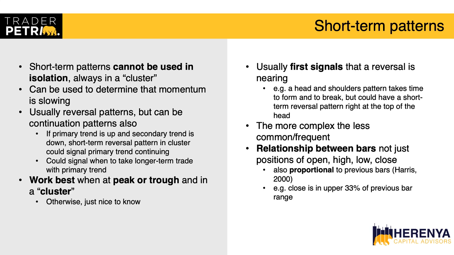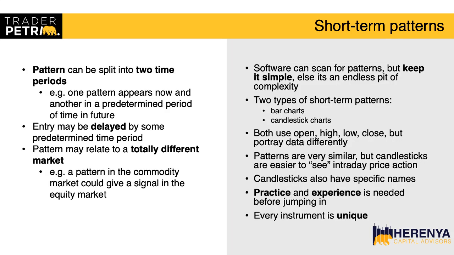Short-term patterns are essentially the relationship between the bars and not just the positions of the open, high, low, and close. It is a proportional relationship. This was explored by a gentleman called Harris in 2000 in a paper that he published. As an example of how this works with proportions, if a close is in the upper 1/3 of the previous bar's range, then it can be used as a potential signal, or whatever the case is. So short-term patterns can also be split into 2 time periods.